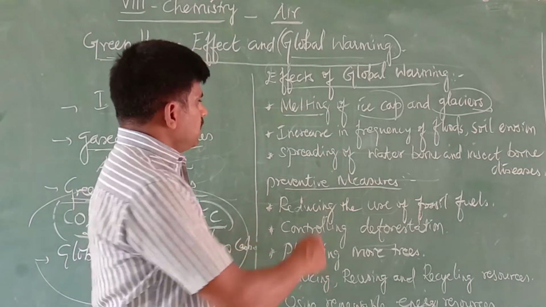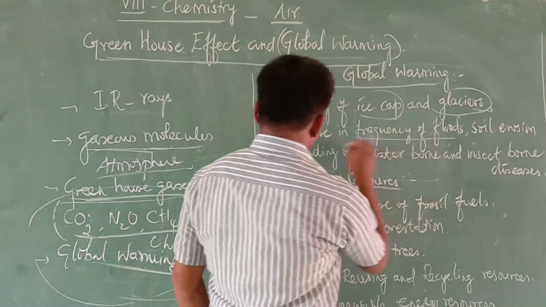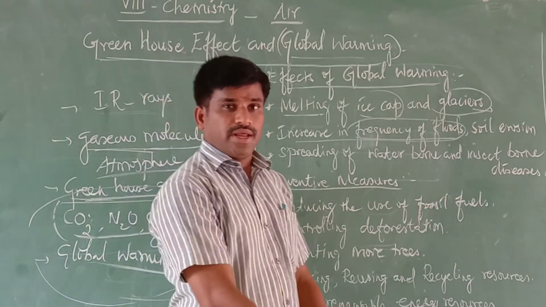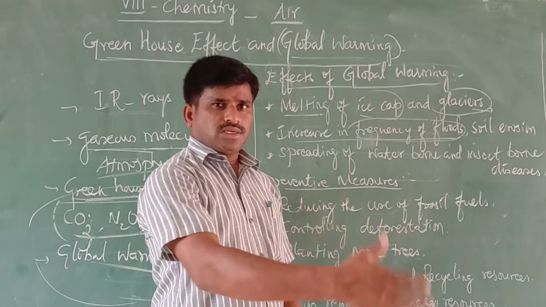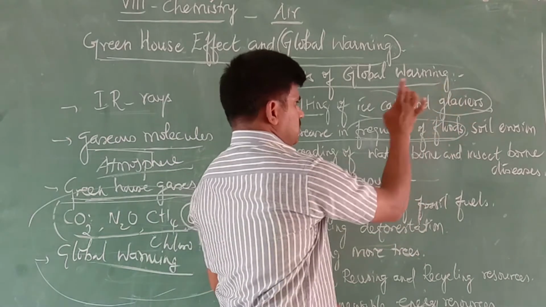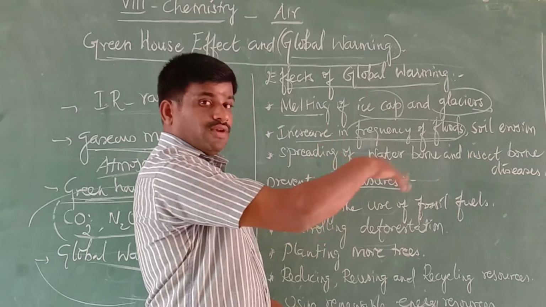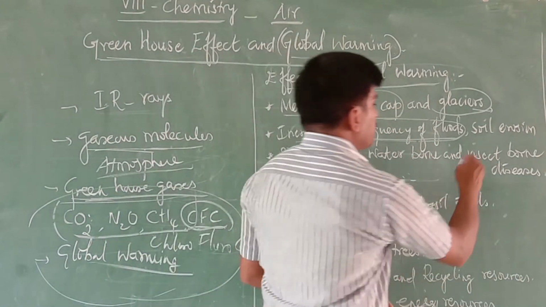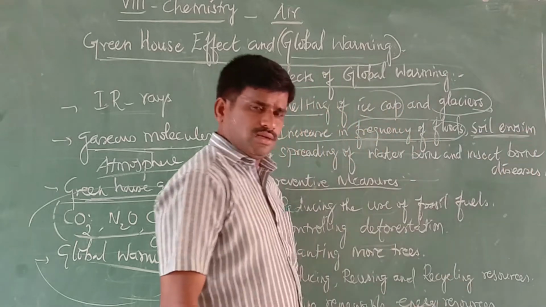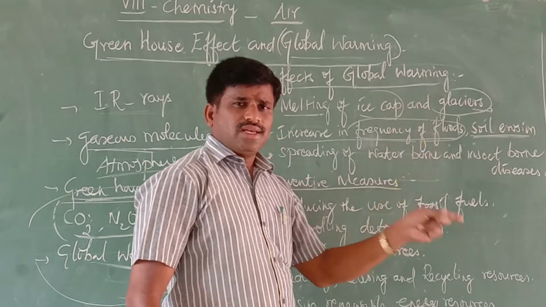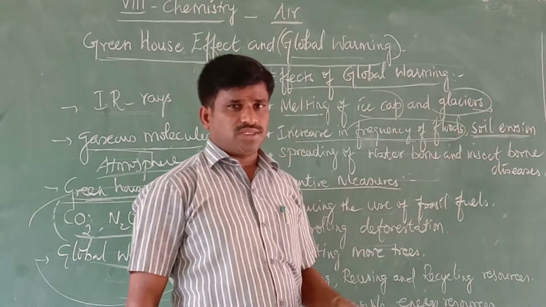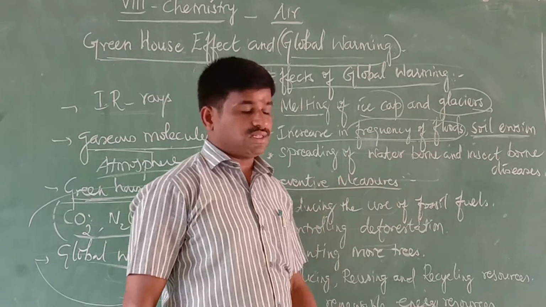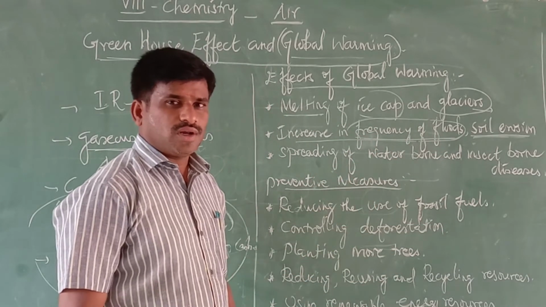The second one is the increase in the frequency of floods. At the time of raining, when excess rain takes place, or when the glaciers and ice caps are melting, the frequency of floods increases. Soil erosion also takes place. This is the second effect: the increase in the frequency of floods, and soil erosion. Let's go for the third one.